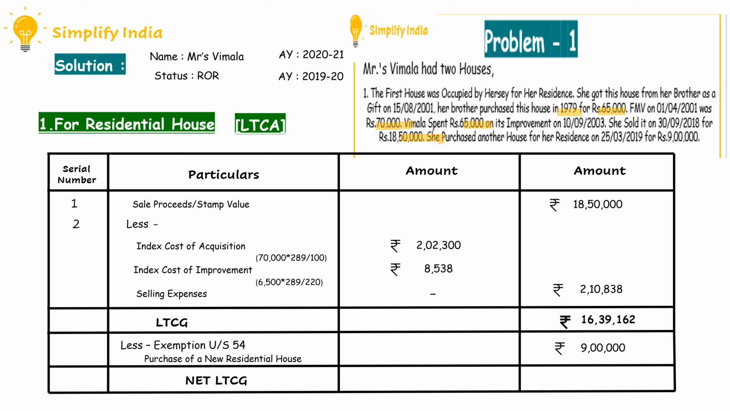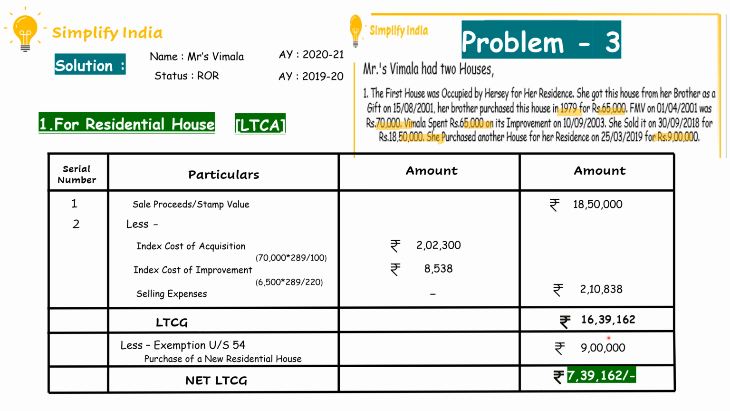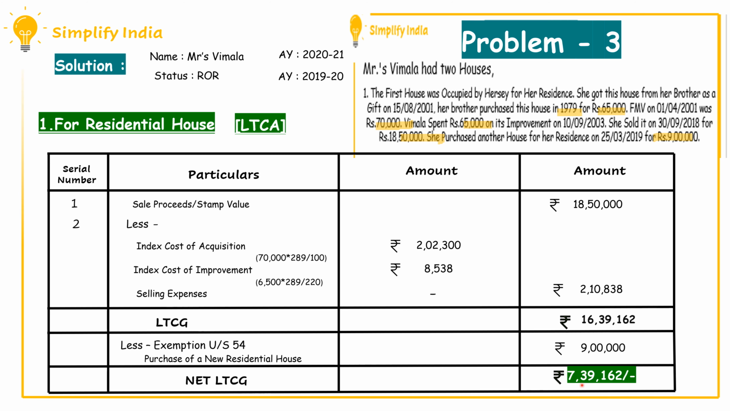So we have to deduct the exemption under section 54, which states sale of a residential house and a purchase of a residential house. So less the deduction, as she has been purchasing a new house for rupees 9 lakh, take rupees 9 lakh as an exemption. So deduct rupees 9 lakh from the long-term capital gain. We arrive at net long-term capital gain of rupees 7,39,162.